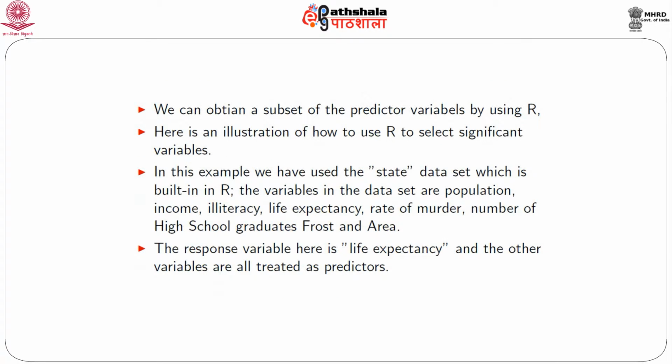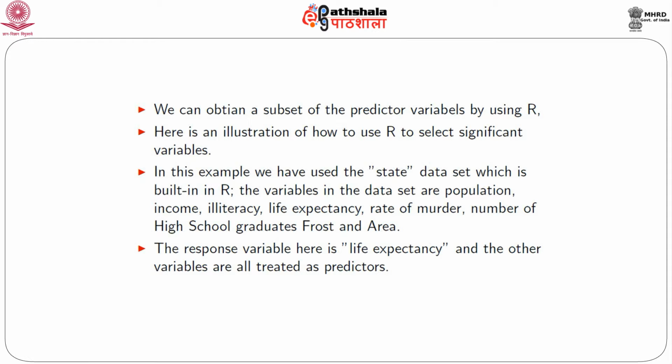We can also obtain a subset of the predictor variables using the backward elimination method by using R. In the next few slides, I will illustrate how to use R to select significant variables. In this example, we have used the state dataset, which is a built-in dataset in R. The variables in the dataset are population, income, illiteracy, life expectancy, rate of murder, number of high school graduates, frost and area. The response variable here is life expectancy and the other variables are all treated as predictors.